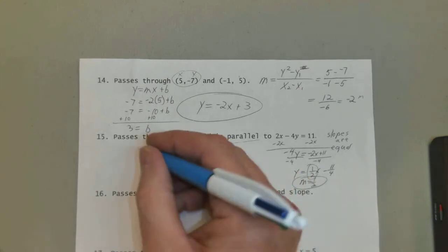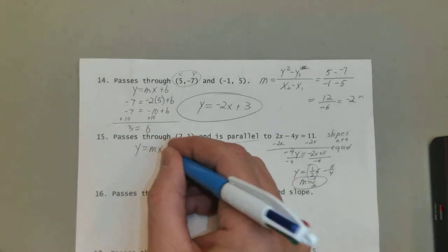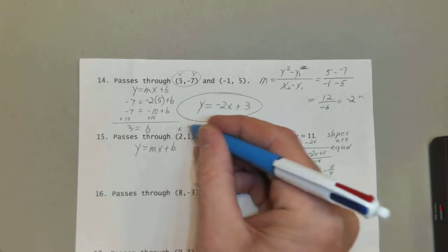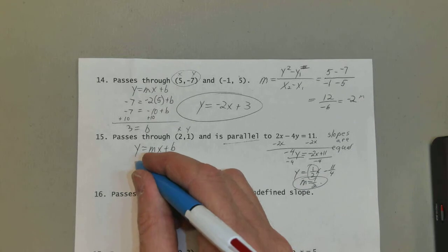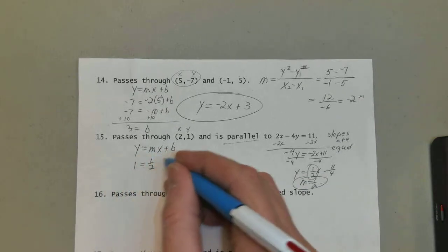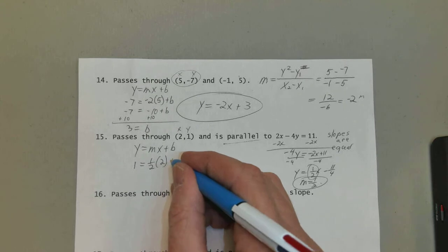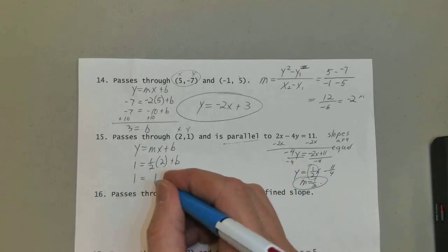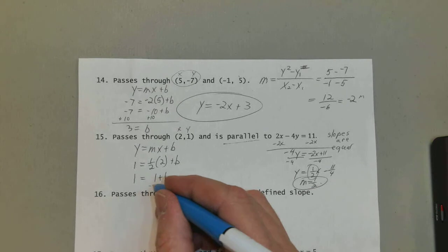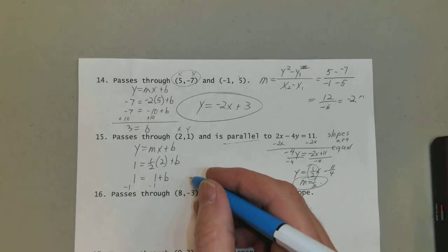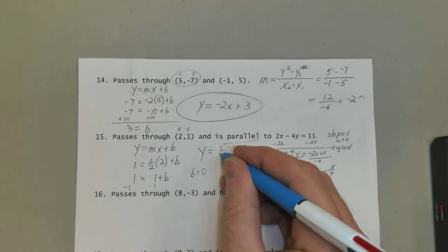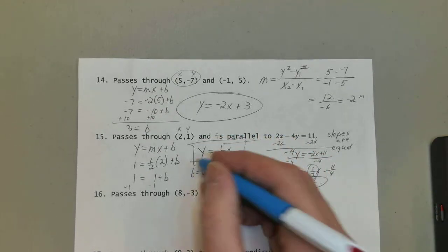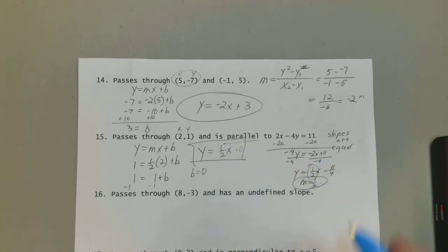Okay. Y equals mx plus b. Start with that. This is my x, this is my y, this is my m. Y is 1, m is 1/2, x is 2, and then plus b. So 1 equals 1 plus b. Subtract 1, that is 0, b is 0. So y equals 1/2 x, and you can write plus 0 if you want, or you don't have to. Y equals 1/2 x.